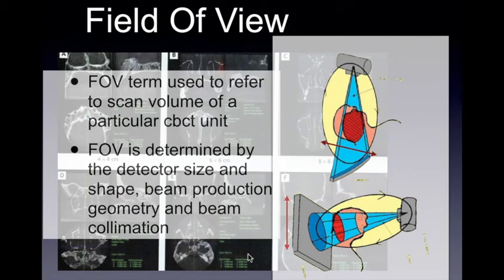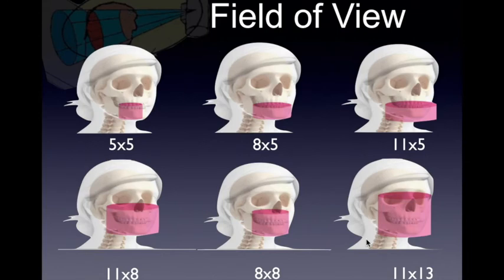So that means even if you have a large detector, if you change the geometry of your beam together with its collimation, size, and its particular direction, then you could get a smaller FOV. This is what I'm talking about.